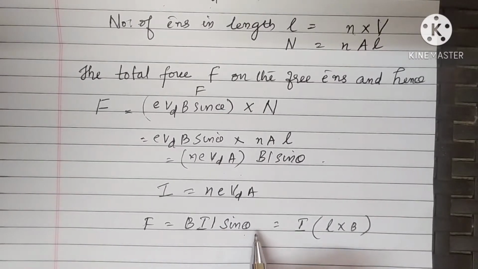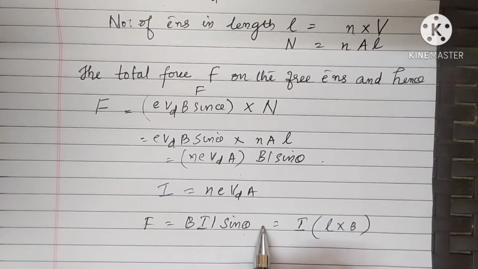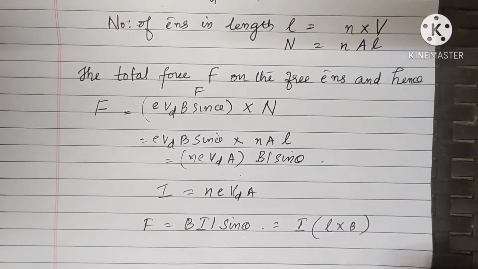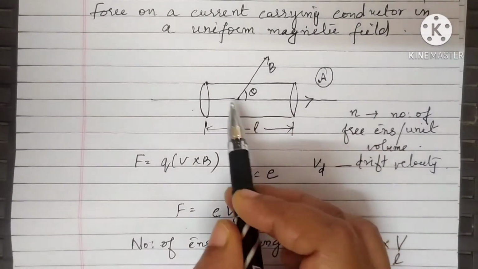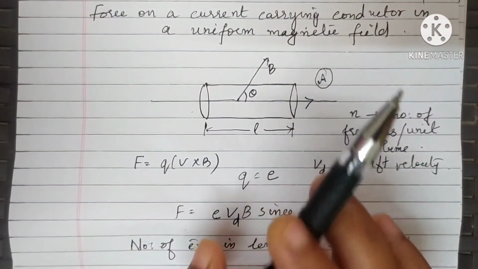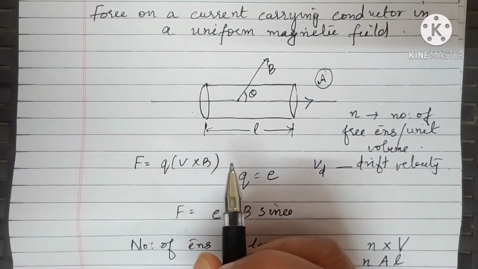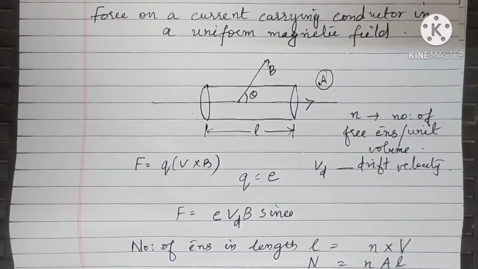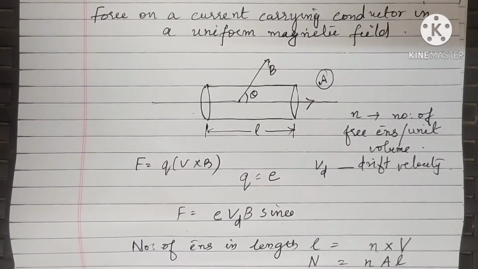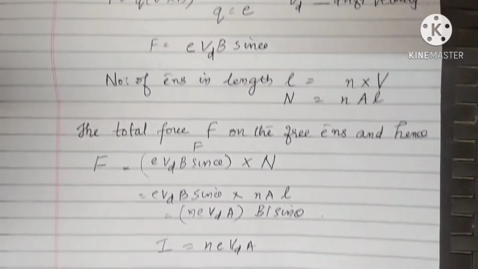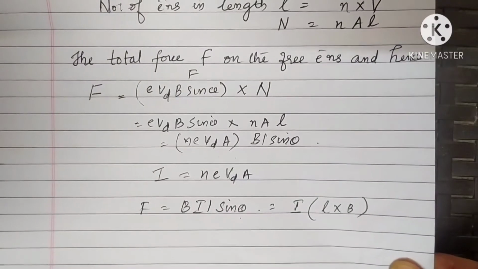Isn't it? What does it mean? It means that a conductor placed parallel to the direction of magnetic field experiences no force due to the magnetic field. But if theta equal to 90 degrees, the force is maximum. That means when a conductor is placed perpendicular to the direction of magnetic field, it experiences a force.